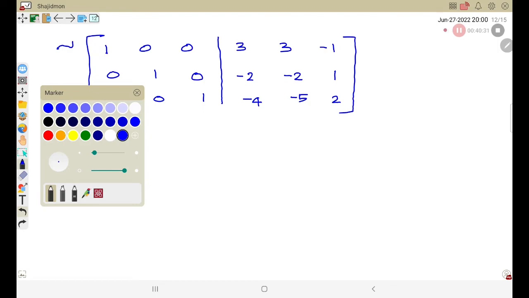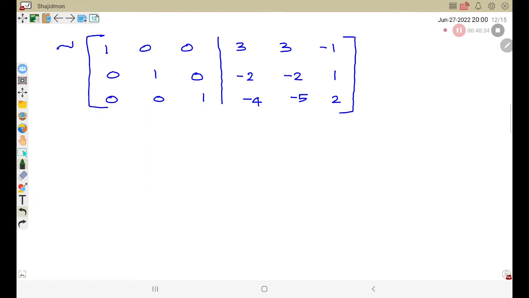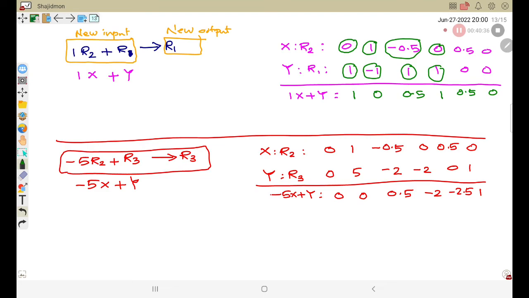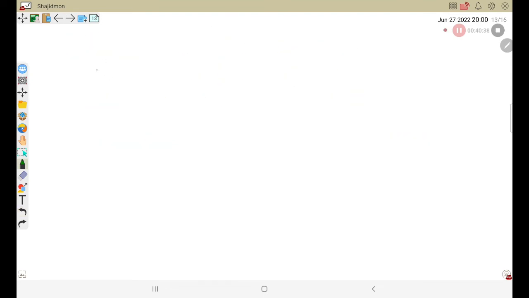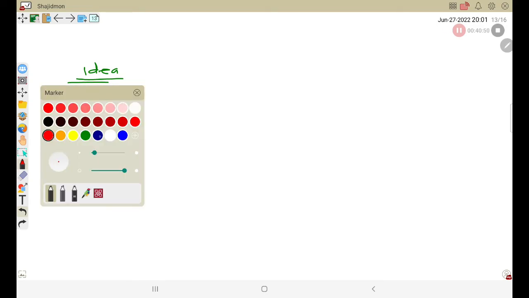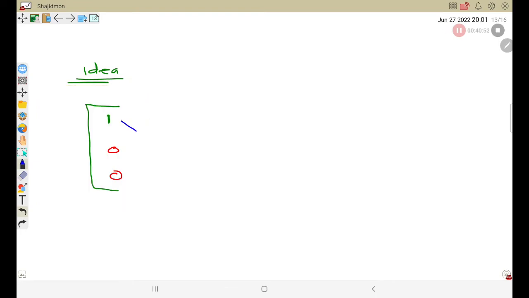Now we almost finished the idea. Okay, so what idea did we use? You can see in brief. First we make the first number 1. After that, the numbers below that 1 we changed to zeros, correct? After that what we did, this diagonal number we changed into 1.